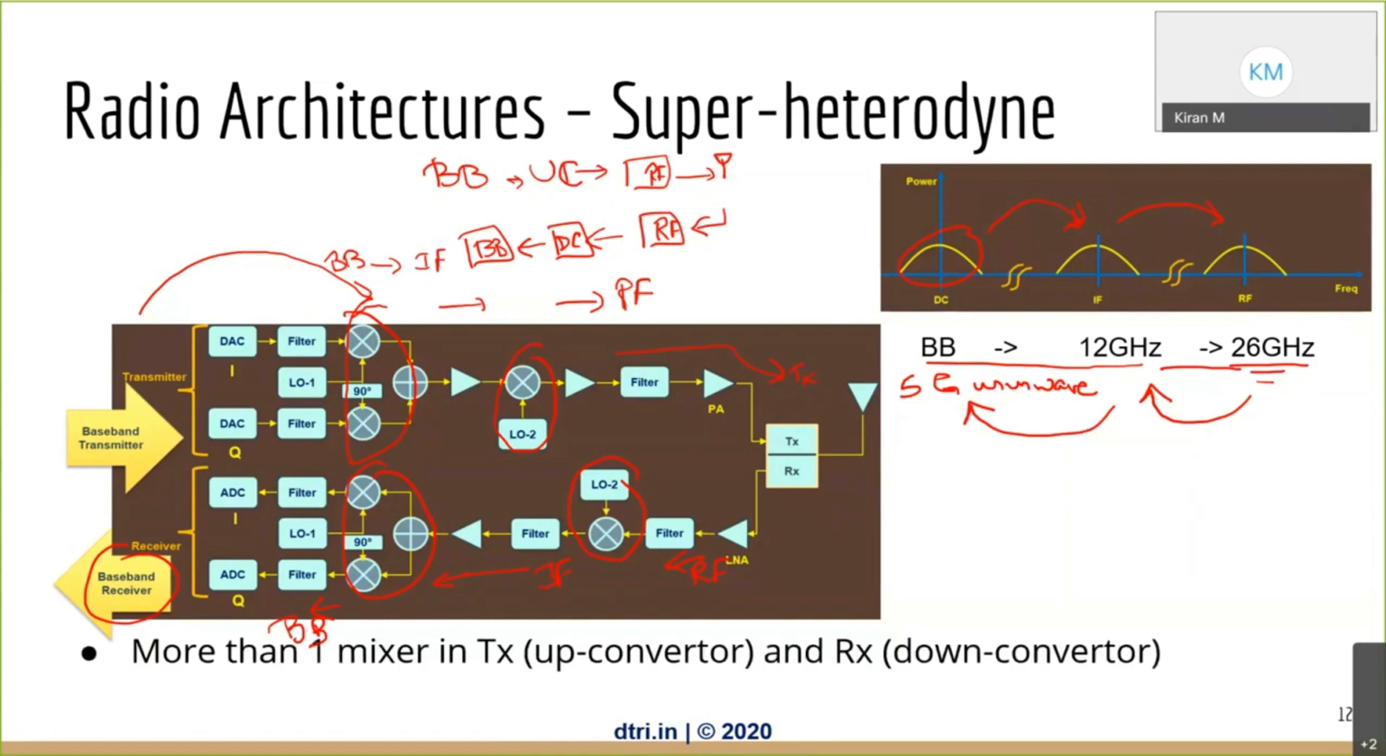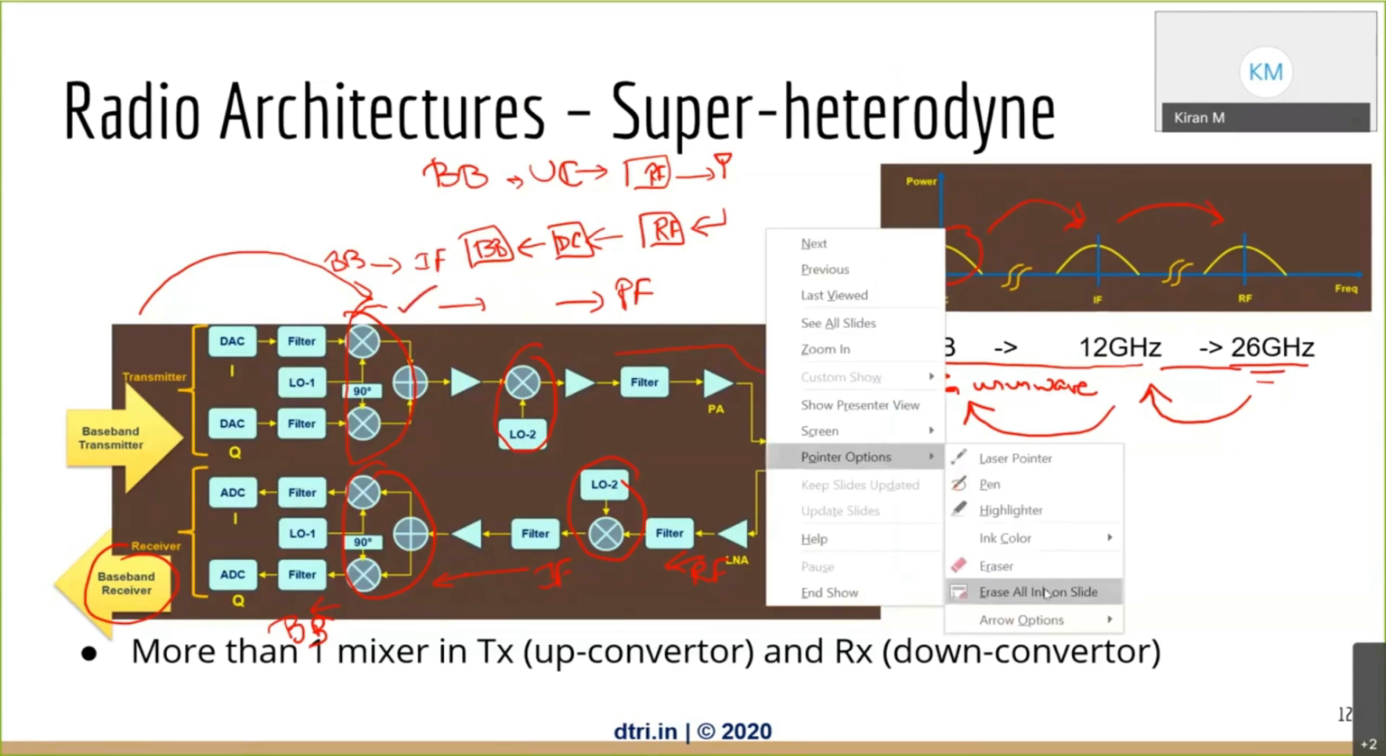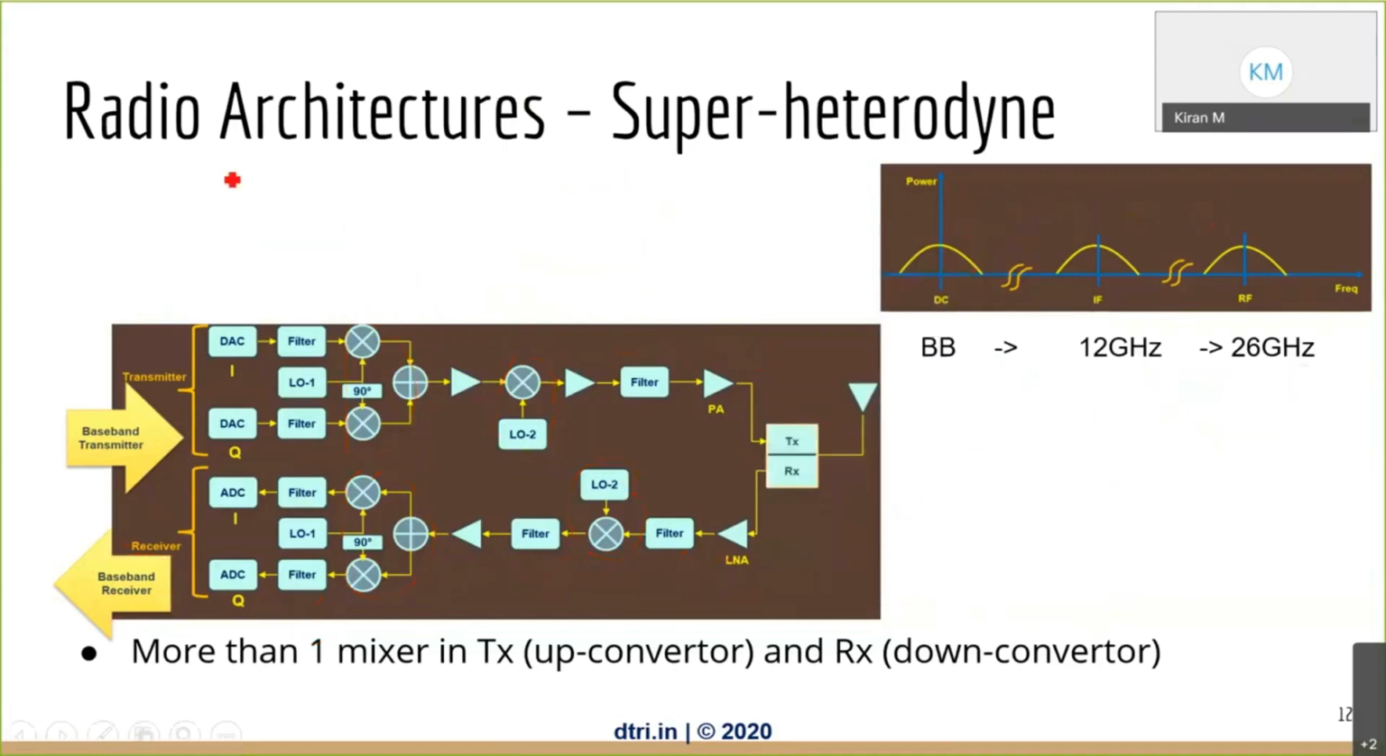You can see that in a super heterodyne, you have more than one mixer. It is called a super heterodyne because we have more than one mixer. What is more than one mixer? You can see that this is the first mixer stage on the transmit, and this is the second mixer stage on the transmit. Similarly on the receive, this is the first mixer stage and this is the second mixer stage. It is called a super heterodyne because you have more than one mixer.